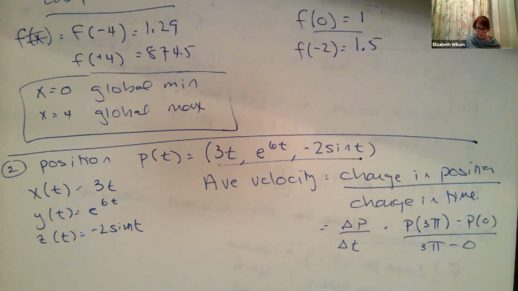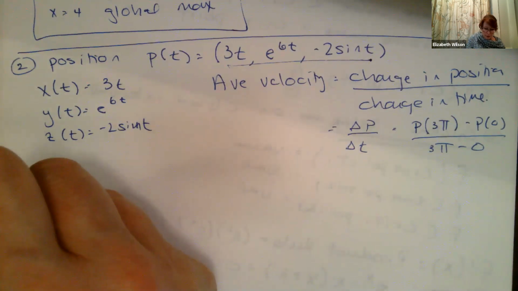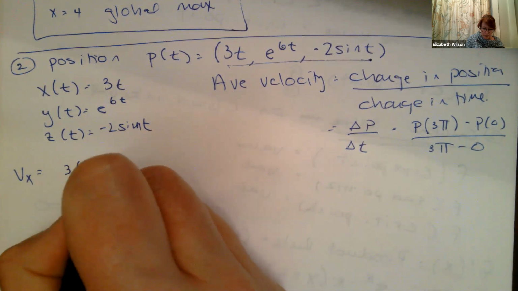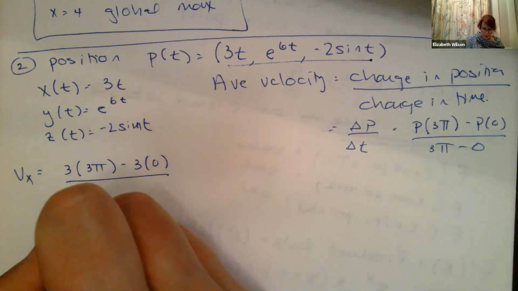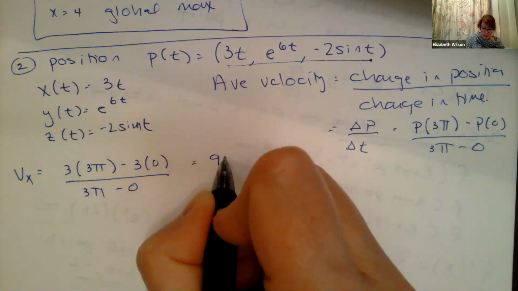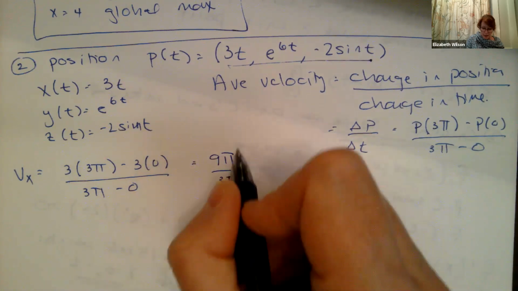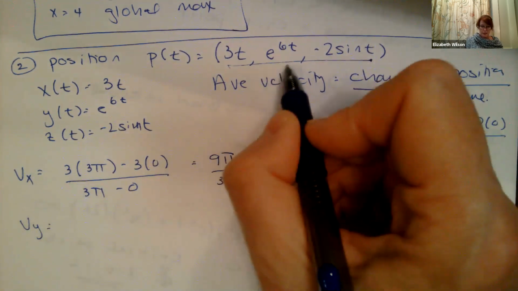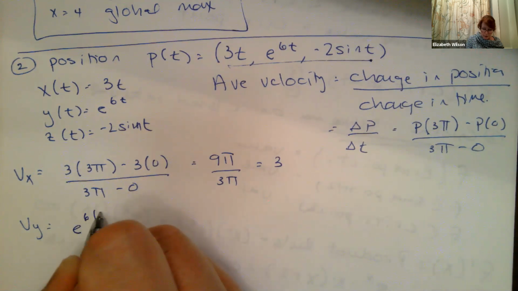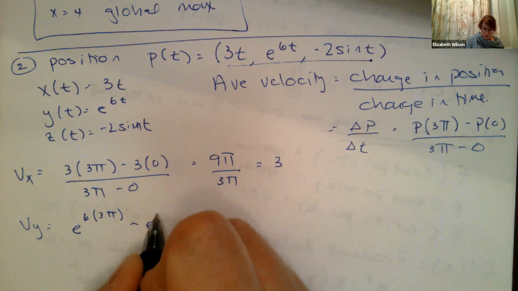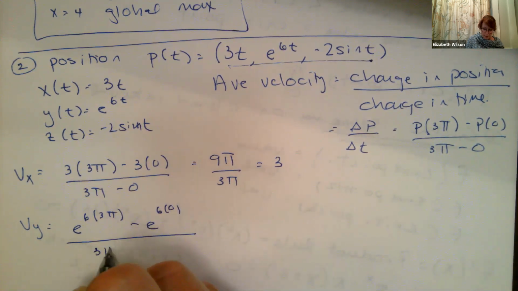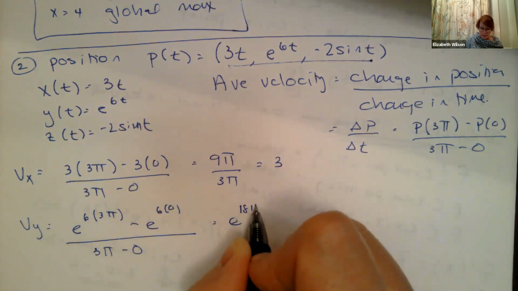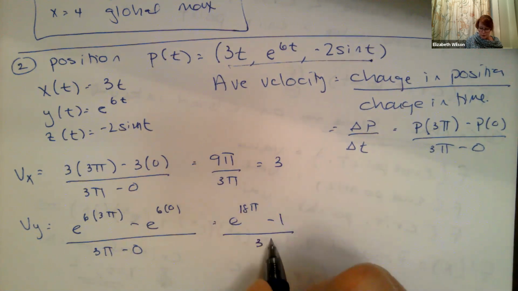Okay, so now I'm going to break it up into my components. So my x component of my velocity, this is 3t. So I'm going to go 3 times 3 pi minus 3 times 0 all over 3 pi minus 0. So this is 9 pi minus 0 all over 3 pi. Pi's cancel, 3's divide, I get 3. My y component, e to the 6t. So e to the 6 times 3 pi minus e to the 6 times 0 all over 3 pi minus 0. So e to the 6 times 3 pi, that's e to the 18 pi. E to the 0 is 1. That's all over 3 pi.